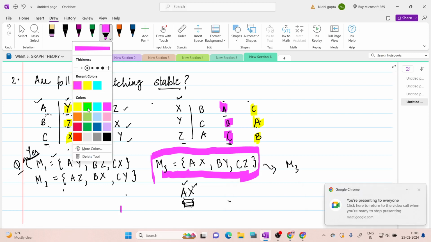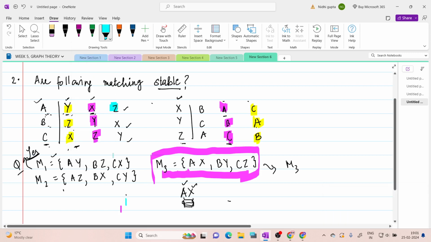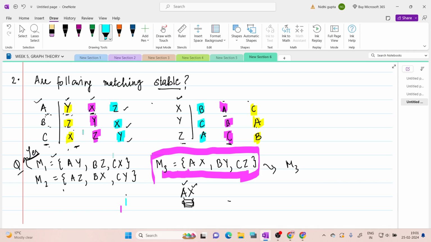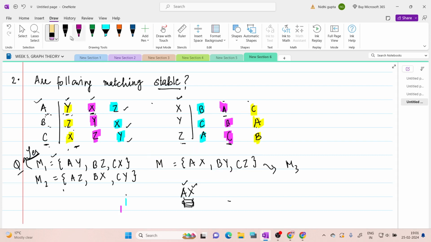Now what about M2? M2 is AZ, BX, CY. What do you think? Is M2 a stable matching? No, ma'am, it is not stable. If you are saying it is not stable, then you should be able to give a blocking pair.